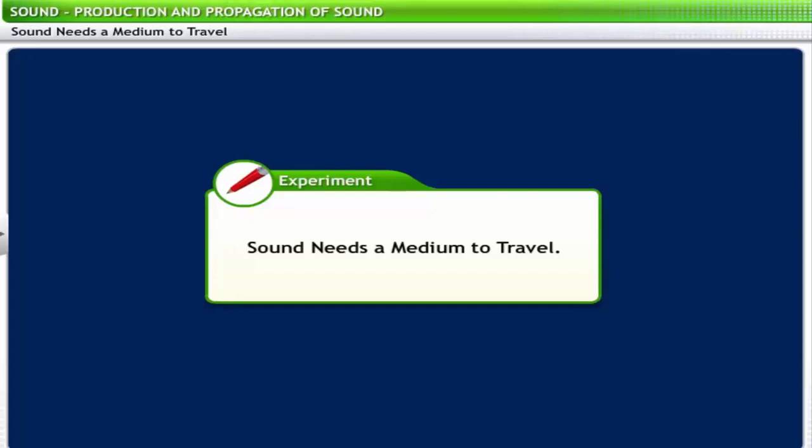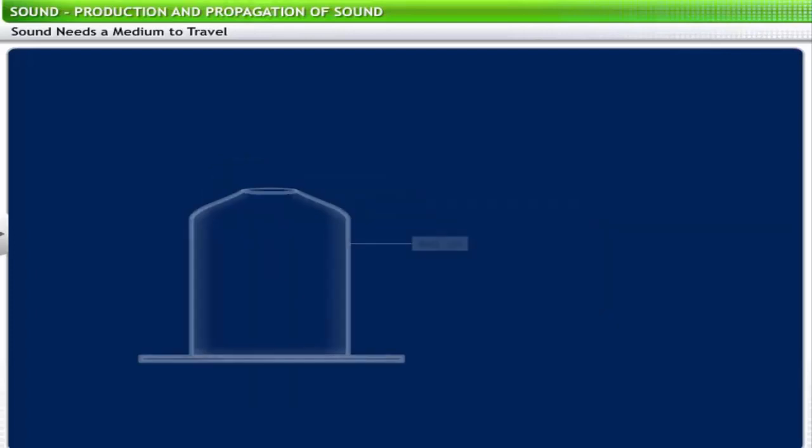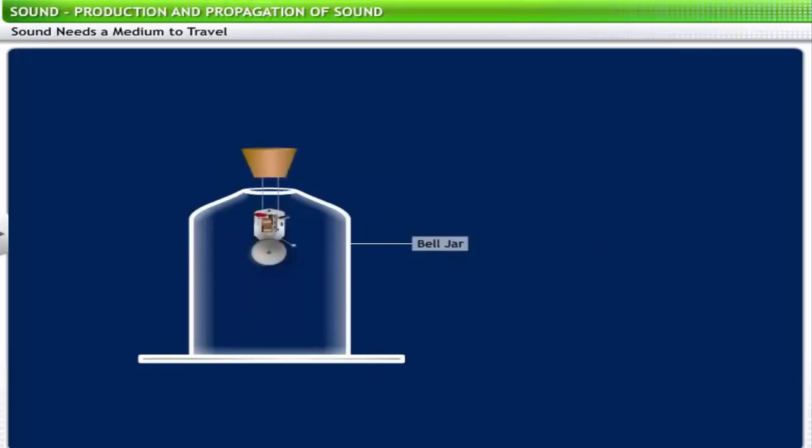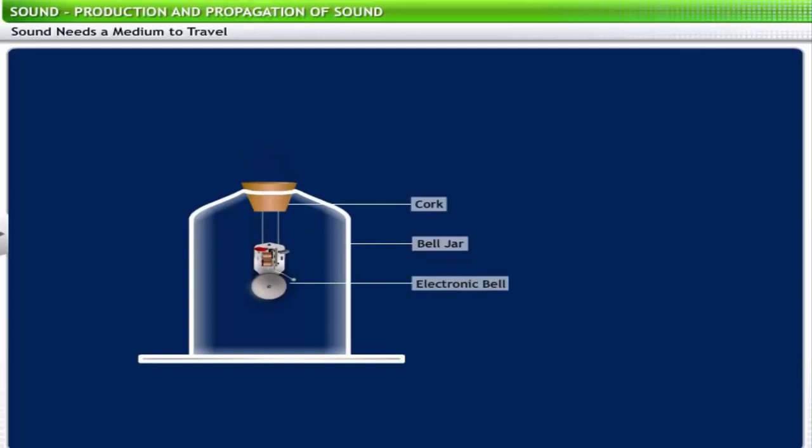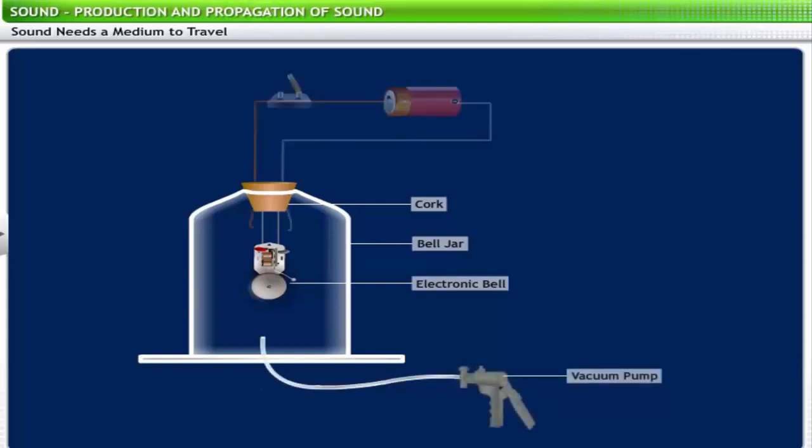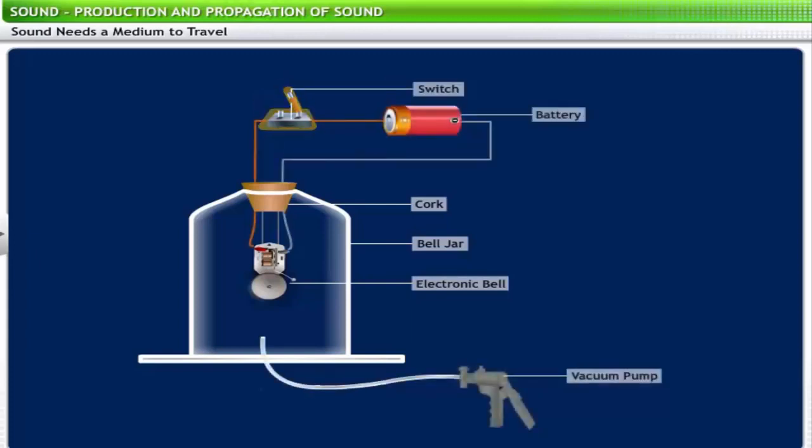Let's verify this through an experiment. We take an electric bell and fit it in an airtight glass bell jar. The bell jar is connected to a vacuum pump from one end and a power supply with an on or off switch at the other end. On pressing the switch, you will be able to hear the bell ringing.